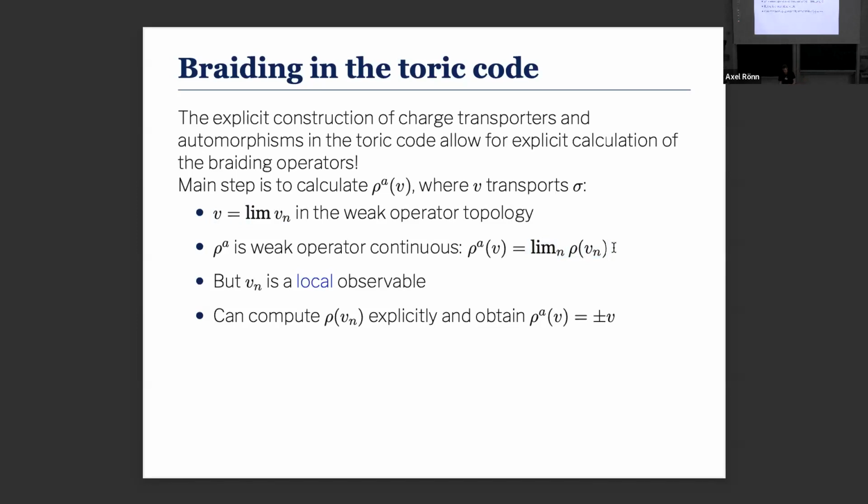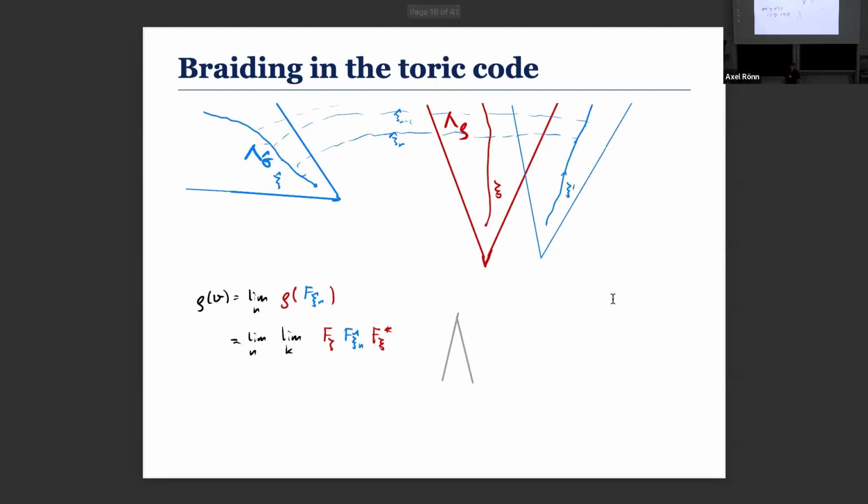So now I'm in business because these were algebras in our C-star algebra. So these were local observables that I had before. They were just these parts. So I can compute this explicitly. And what you get in the case of the Torah code is that you always get plus or minus V. So the sign depends on the relative position of the two things that you move and of the type of points, essentially. So let me show that again in the picture.